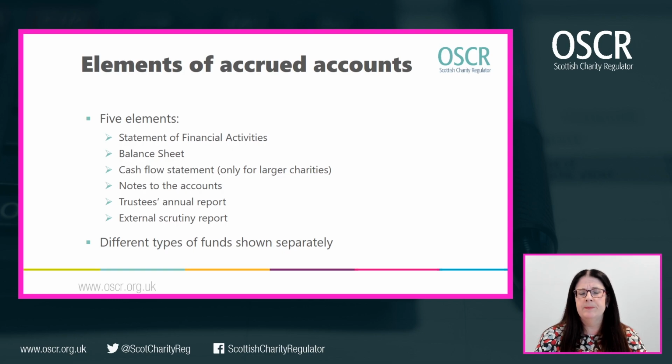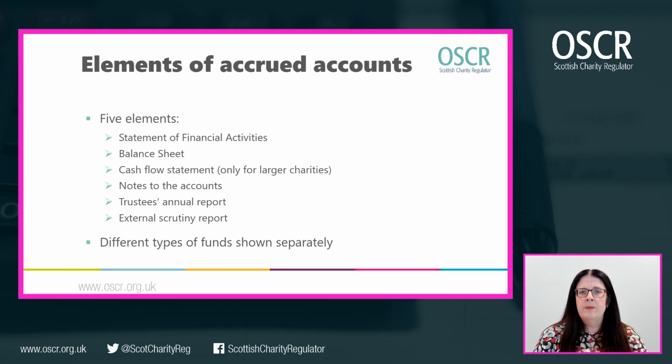Similar to receipts and payments accounts, different types of funds are shown separately on the face of financial statements in accrued accounts. So for example, if your charity has unrestricted funds, restricted funds, and also endowment funds, then you would have different columns on your statement of financial activities to deal with the transactions in each of those different funds.